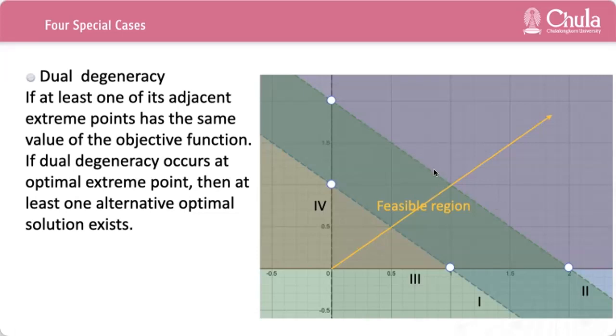Now you see that in this case, we have multiple solutions, okay? And we call it dual degeneracy. In this case, the solution is not at the corner, but it's on the side instead.